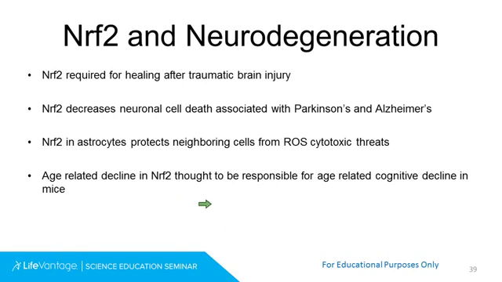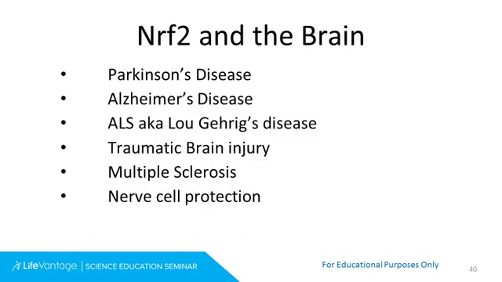Neurodegeneration we talked about. They studied NRF2 in Parkinson's and Alzheimer's disease, and also some other neurological conditions we'll get to. So here we go. Parkinson's, Alzheimer's, ALS, traumatic brain injury, multiple sclerosis, and nerve cell protection have all been looked at with NRF2, and there are numerous articles showing positive effects on all of these different conditions.